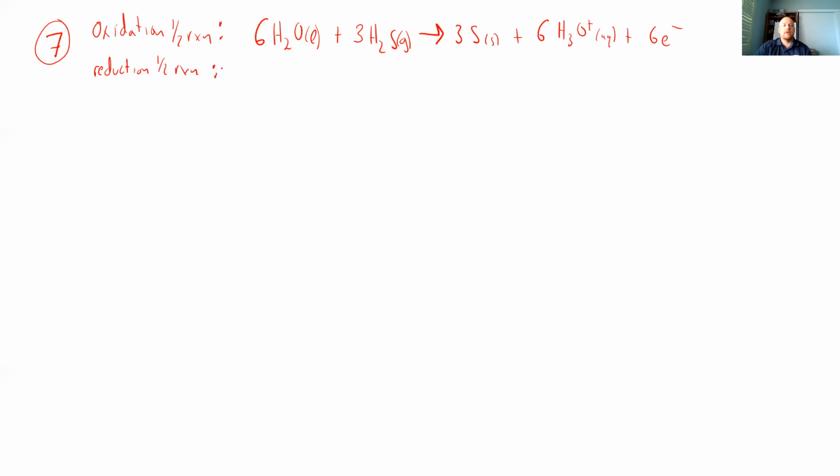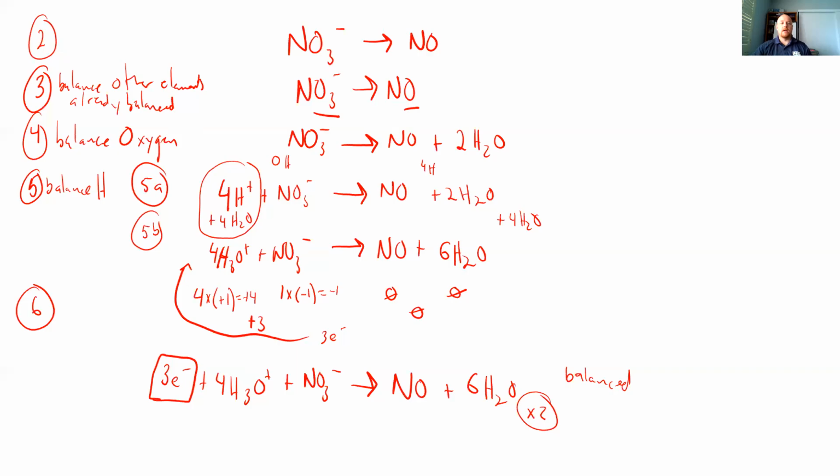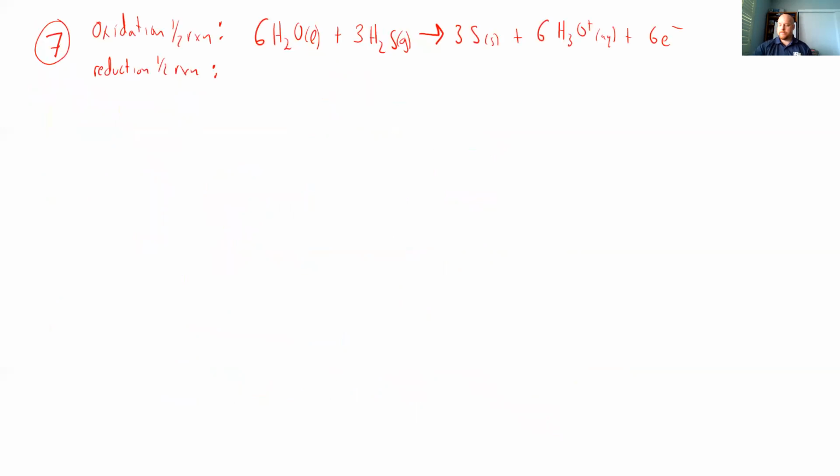Okay, and this is, again, remember, we've already multiplied the first one by the value to get to the lowest common multiple. We're going to do the same thing here. So now I've got 3 electrons there. I'm going to multiply each of these stoichiometric coefficients times 2. So I should have 6 electrons, 8 hydroniums, and 2 nitrates.